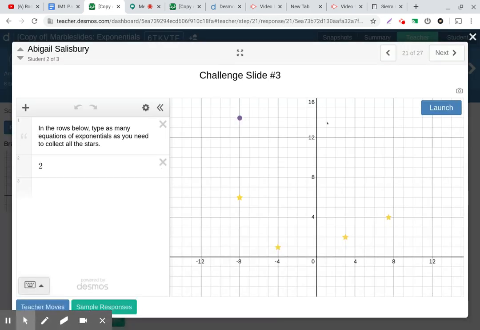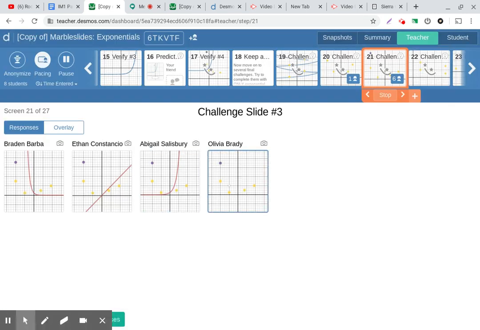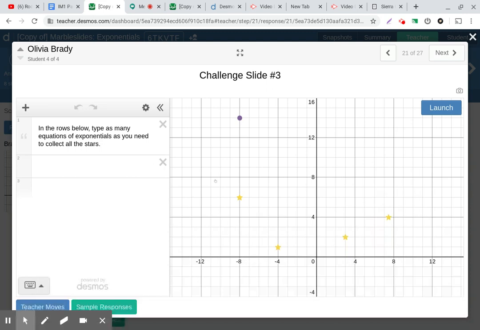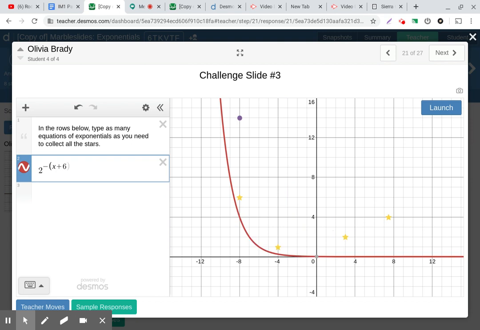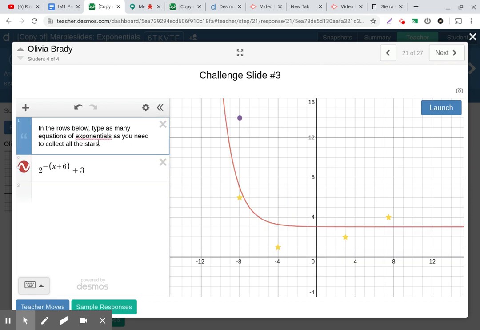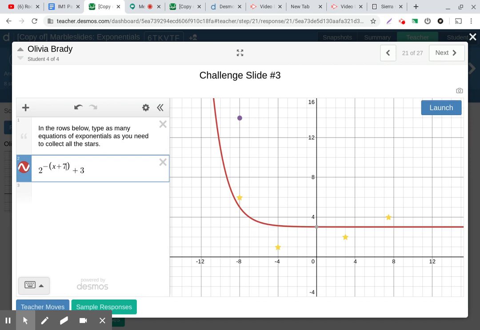Olivia. Okay. Let's look at Olivia's. So remember, always start with 2 to the x. That's a good place to start. 2 to the x. That's your most generic exponential. So I want this to be backwards. So it's got to be this way. And then I want it to the right. So I'm going to have to put plus. Oh, I need parentheses. So I'm going to put -3. Oh, it's got to be plus. There we go. And then I have to go up. And then it's got to be more. There we go.